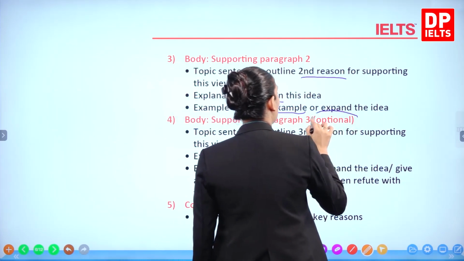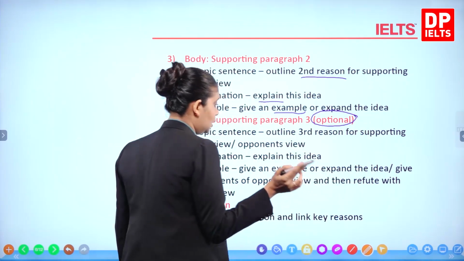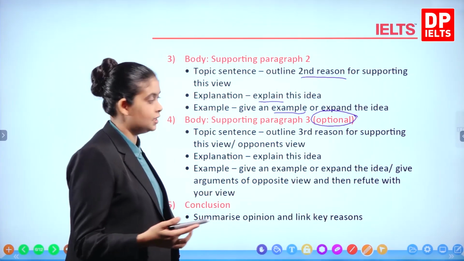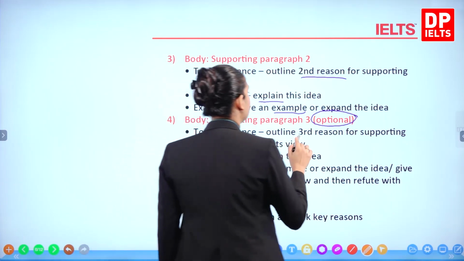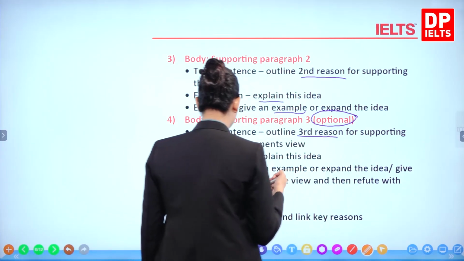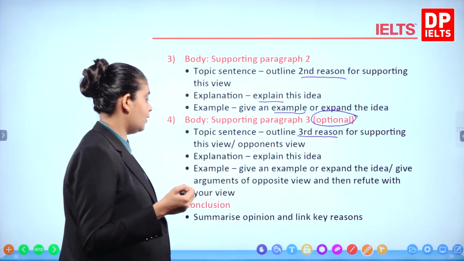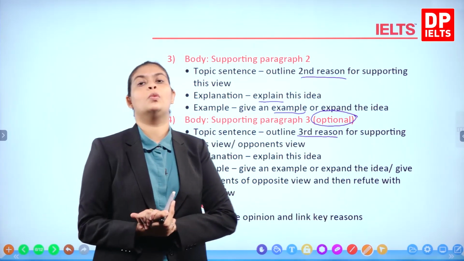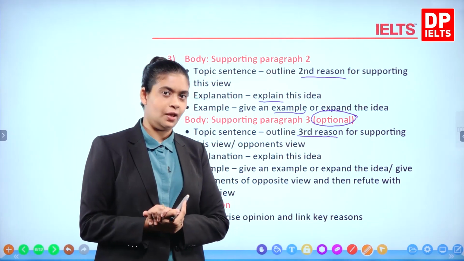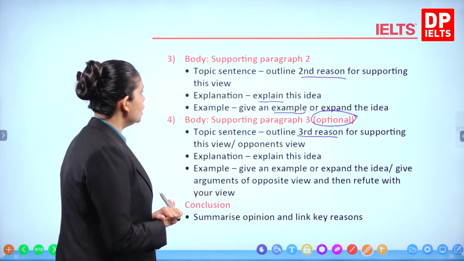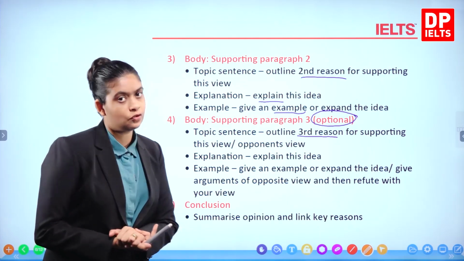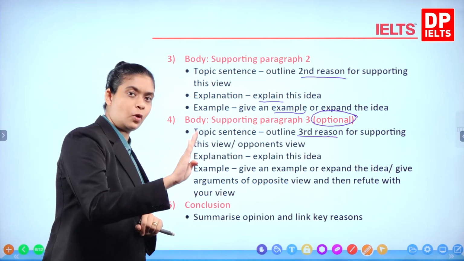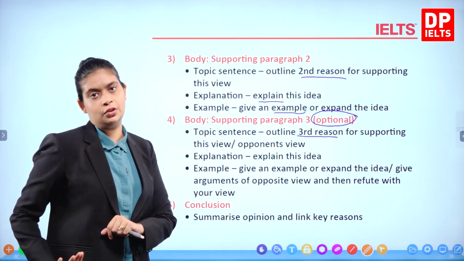Third one is optional, not compulsory. If you feel that you need a third point, go for it. Then make sure you write down the third reason and support it, right? Finally, you have the conclusion where you summarize your key reasons along with your opinion. All right? So that is the basic structure. So you remember we have the intro, we have the body paras, and then we have the conclusion.